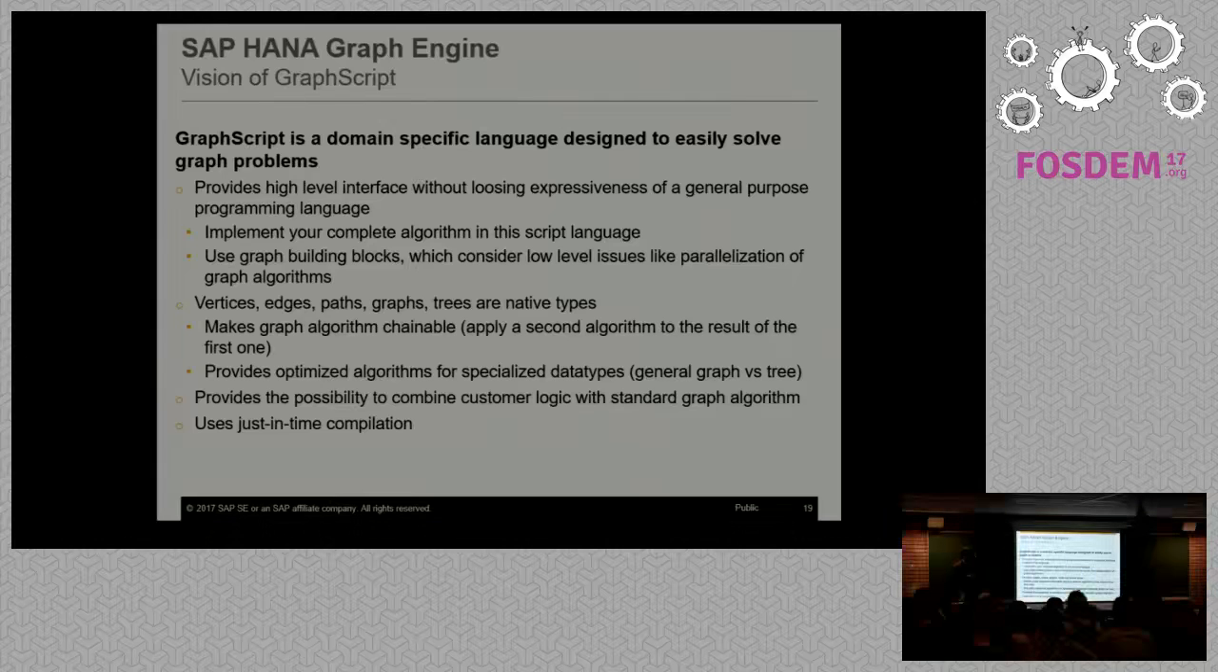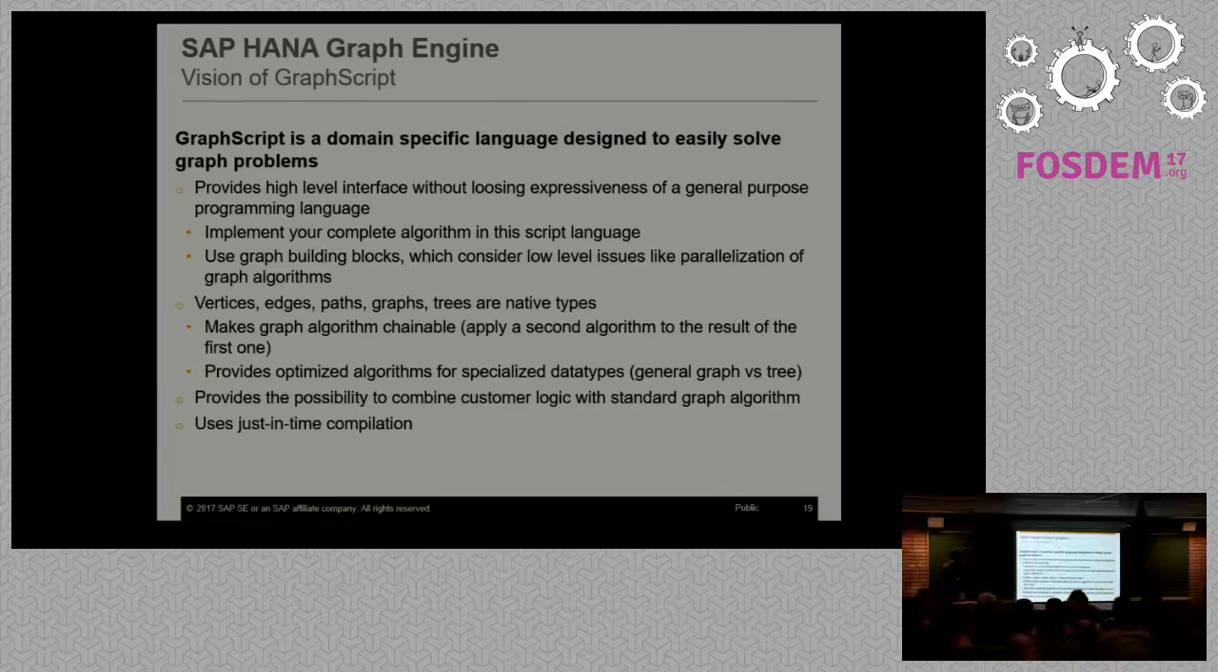Vertices, edges, graphs, and other objects like paths and trees should be types of this language, which makes it possible that you can return a graph type as result and apply a second algorithm to it. So for example, for shortest path, you can return a set of paths or one path, and then you can loop over the set of paths, and for each path you can apply a second algorithm.